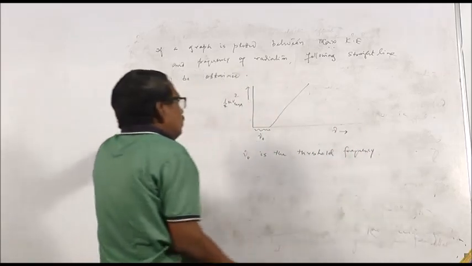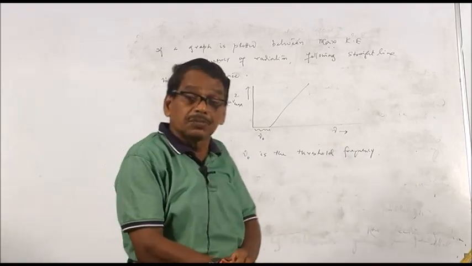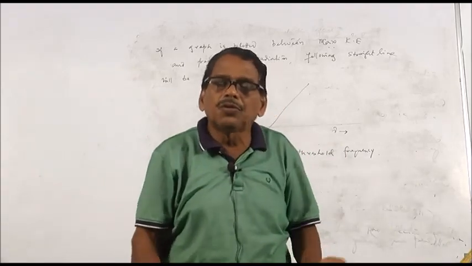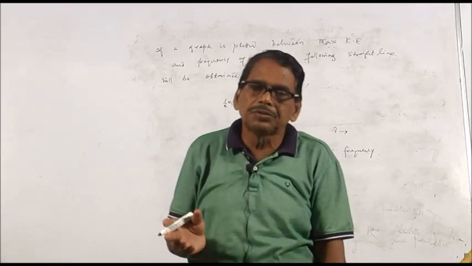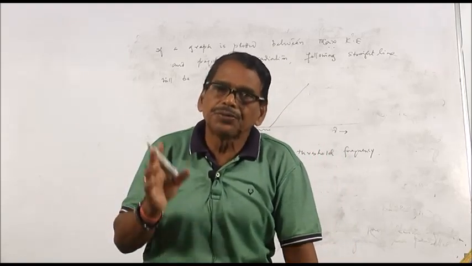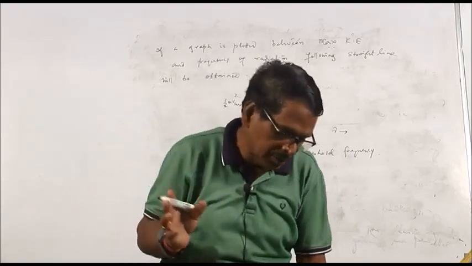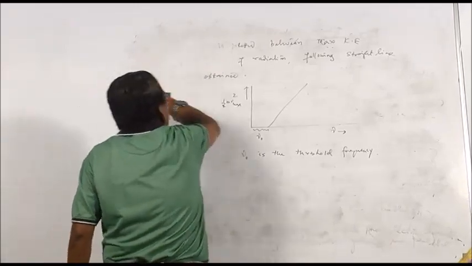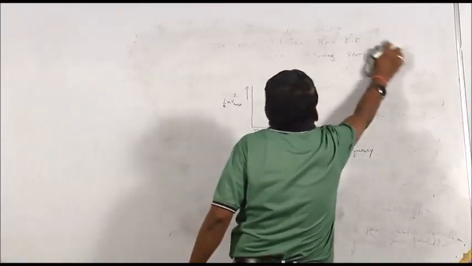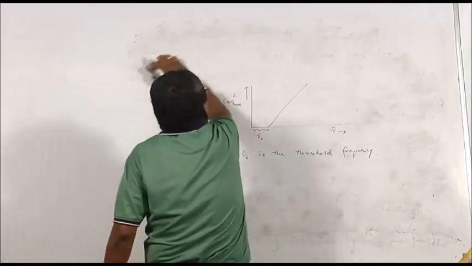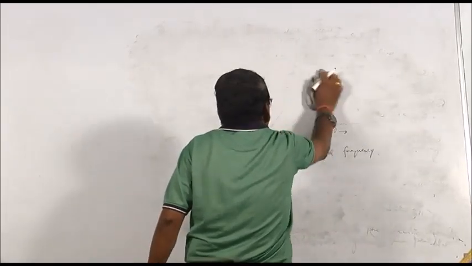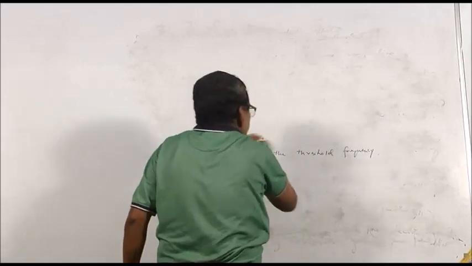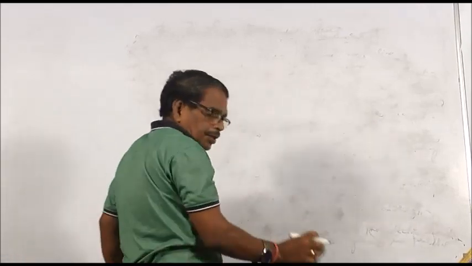So, below this frequency, if the frequency of radiation is below nu 0, then there will be no photoelectric emission. This value of nu 0 is different for different photosensitive materials. Next characteristic, variation of photoelectric current with applied potential.